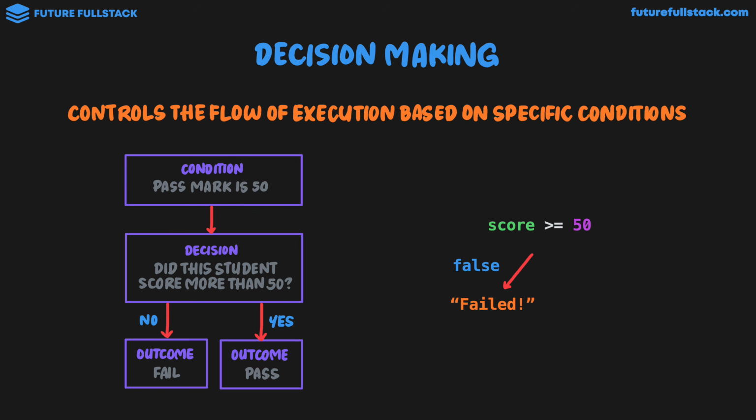For the other scenario, let's say the value of score was 60. 60 is greater than or equal to 50. So executing that code would result in the Boolean value true. And we could output a string like passed.